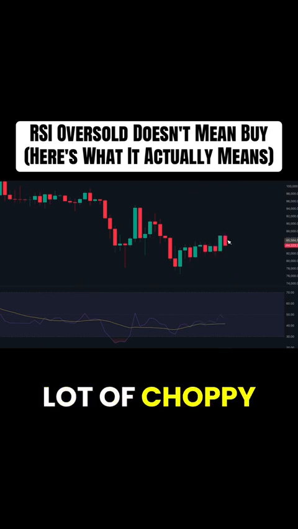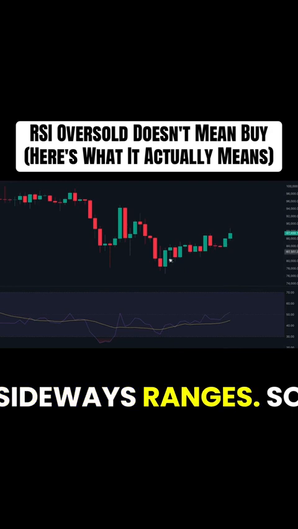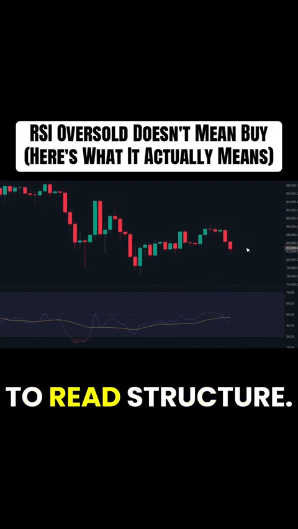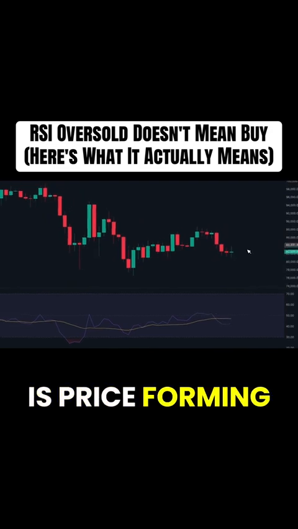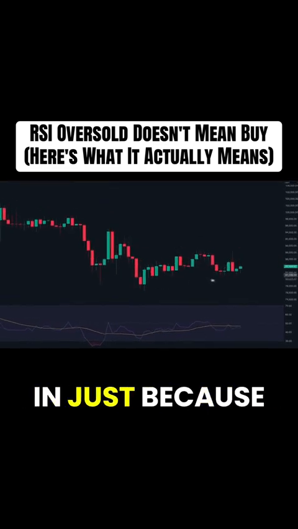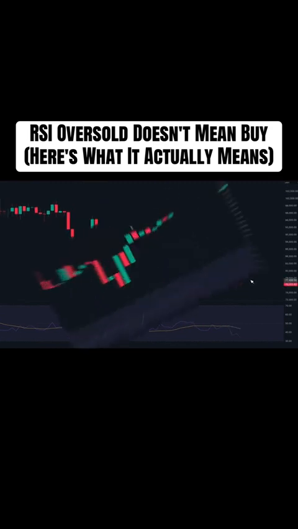You'll see a lot of choppy price action here, small bounces, fake moves, sideways ranges. So between 30 and 50, my focus is to read structure. Is price forming a higher low? Is it building a base? I don't want to jump in just because RSI is rising. I want proof on the chart.